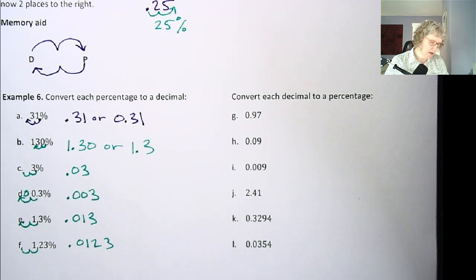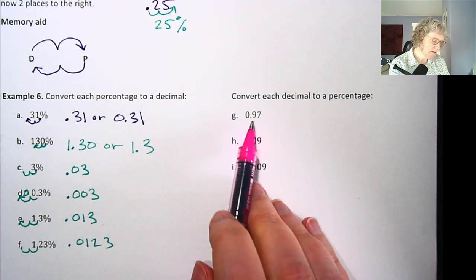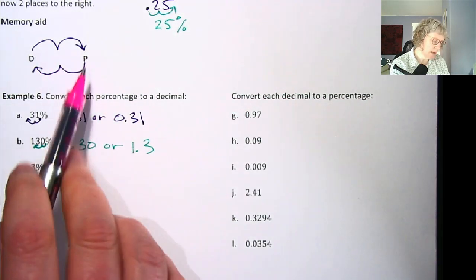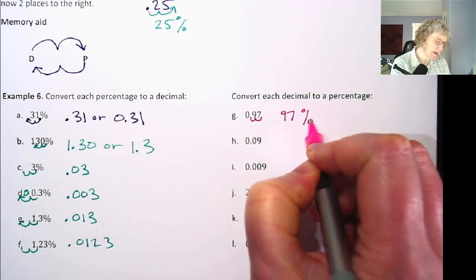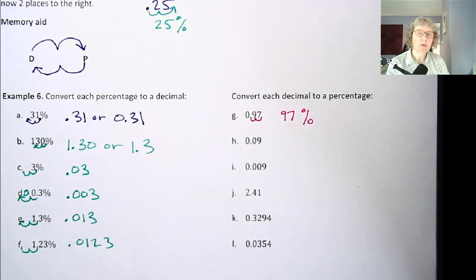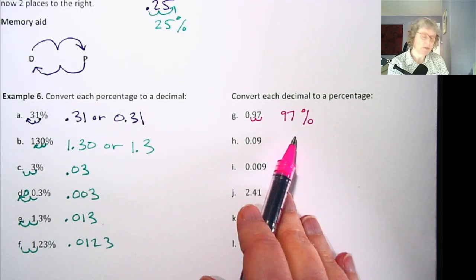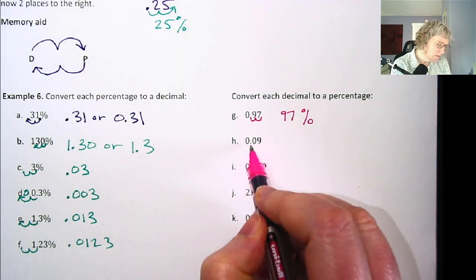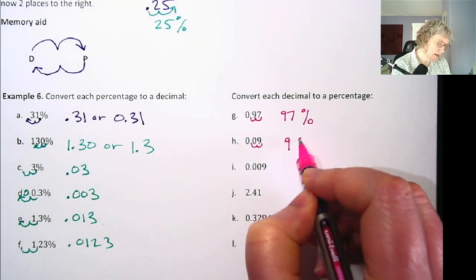Now let's go the other way. Convert each decimal to a percentage. So now we have 0.97, and this time we're going decimal to percent, which is 2 to the right. This is 97%. And now I do have to write my percent symbol when I've changed it, because 0.97 means the same as 97% without the decimal. But 0.97% is less than 1%. Same thing, 0.09, that's one of those single digit percentages, right? That's 9%.